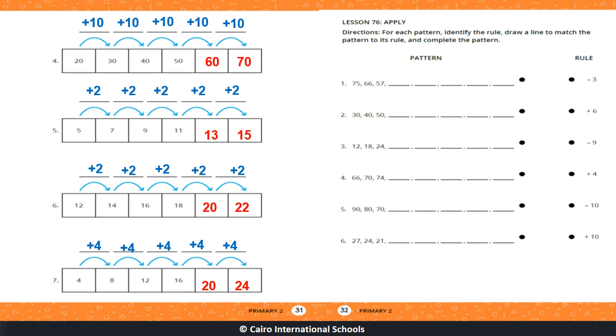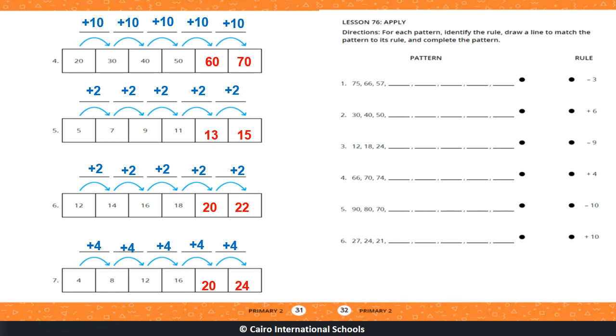Lesson 76, the apply part. For each pattern, identify the rule, draw a line to match the pattern to its rule, and complete the pattern. Now we will find the pattern rule and match, then we will complete.